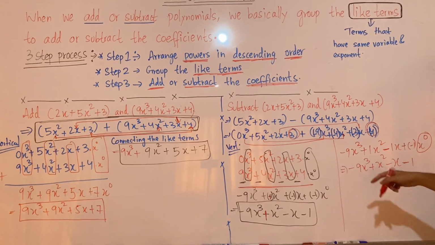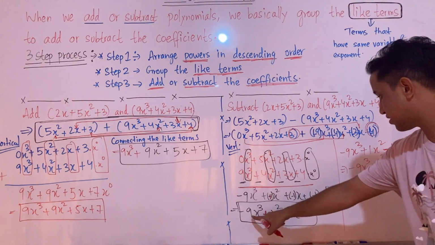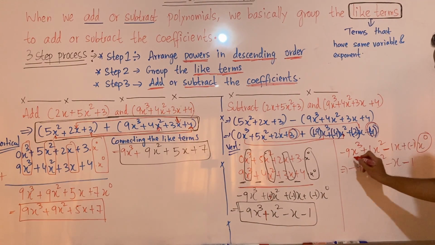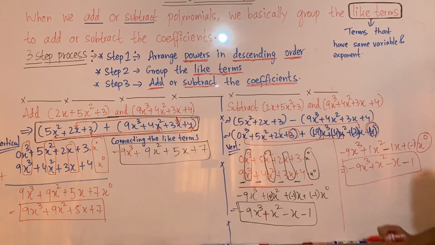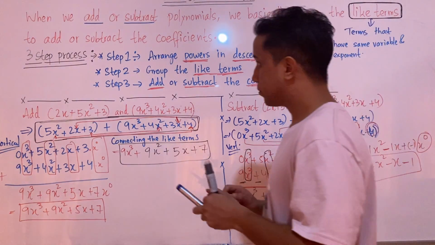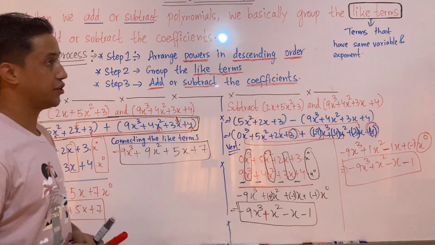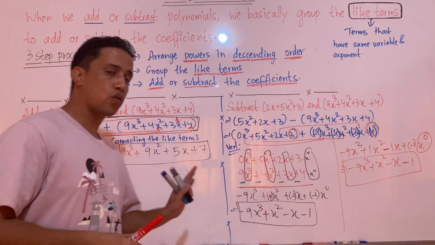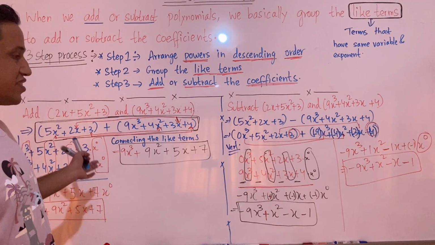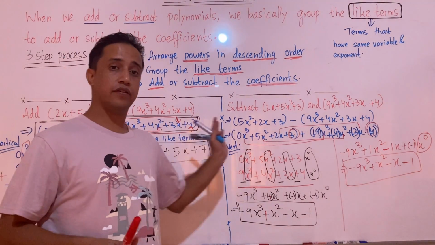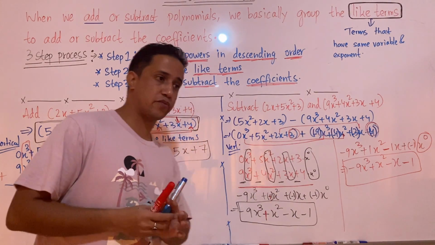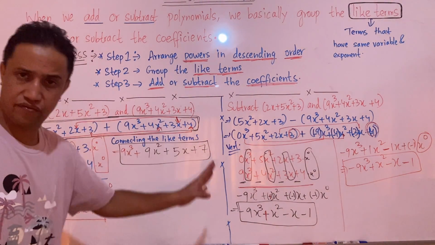So let's compare the answer: minus 9x cubed plus x squared minus x minus 1. So this is going to be your final answer. I hope you understand addition and subtraction of polynomials. Quite easy. You can take any questions and just add or subtract using any of these methods.